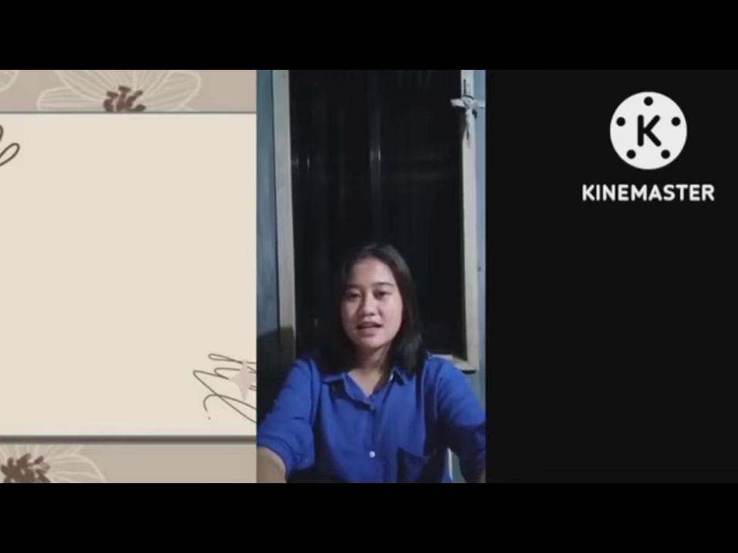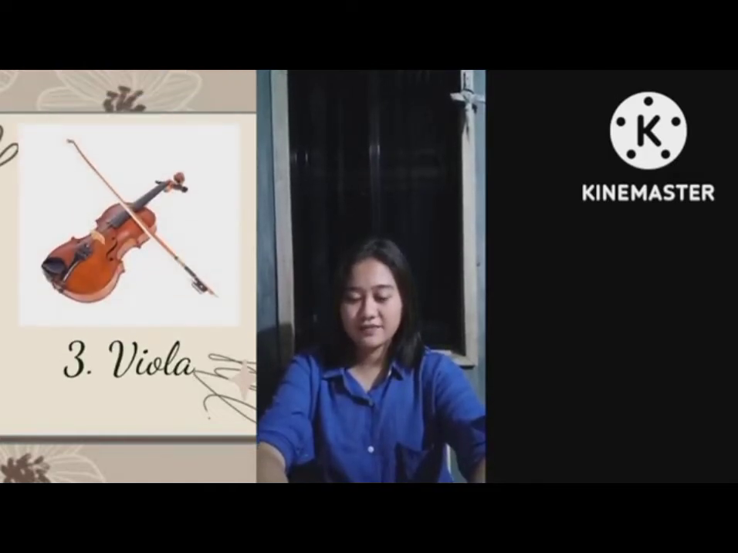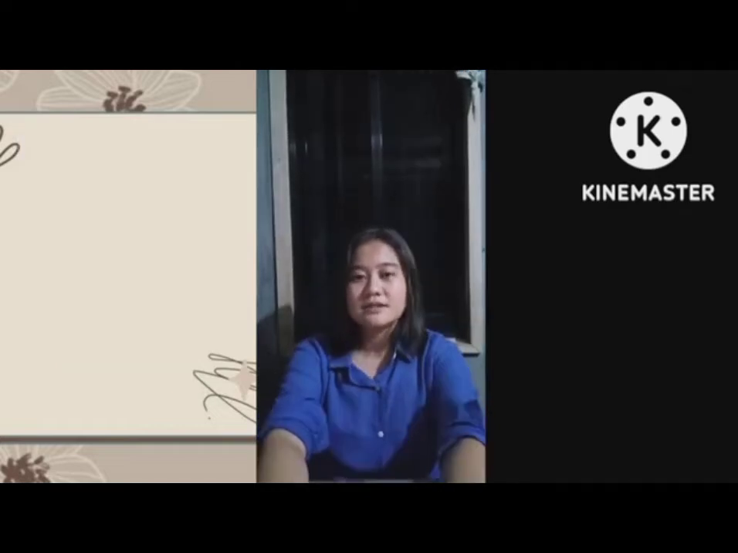And the last instrument of alto is viola. It is the middle voice of the violin family and between the violin and the cello. It is a bowstring instrument.